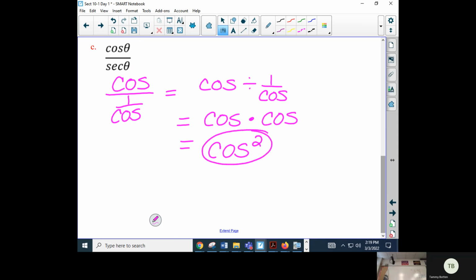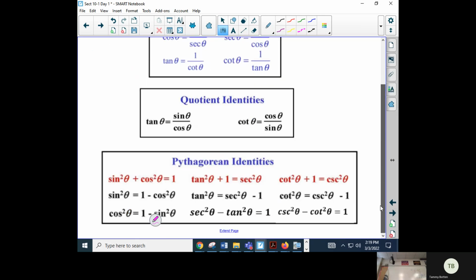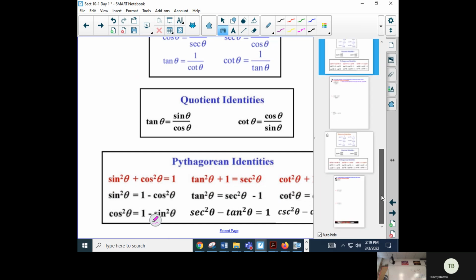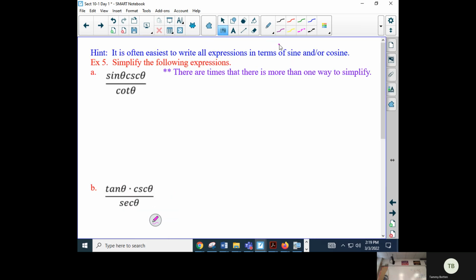So if you're thinking, how do you know where to stop? Do you see how this is one thing? When you get something down to one thing, then you know you're done. Okay? All right, so let's go to our last page. Oh, not quite, we have 2 pages left.